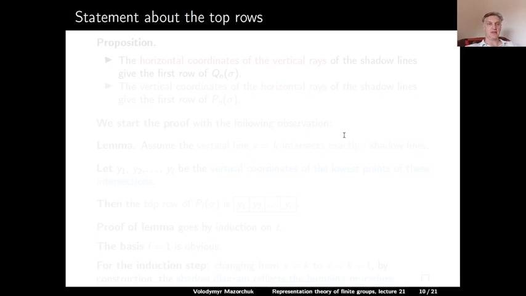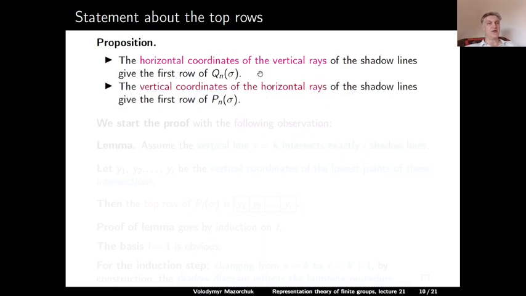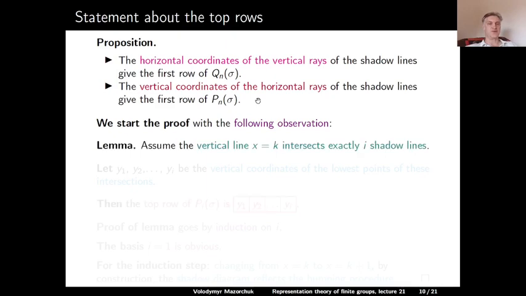So let us formulate it as the general statement. Proposition: the horizontal coordinates of the vertical rays of the shadow lines give the first row of Qn of sigma, the recording tableau. And the vertical coordinates of the horizontal rays of the shadow lines give the first row of the insertion tableau Pn of sigma. In order to prove this proposition, we make the following observation.